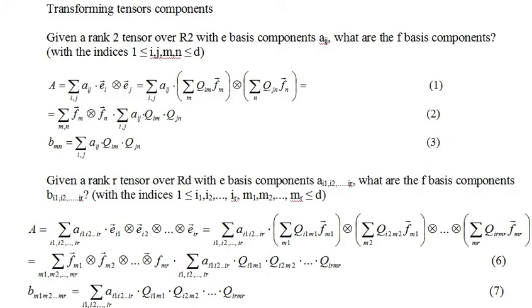The same equations can be written for rank R tensors. So, given a rank R tensor A over R^D, with E basis components A_i1,i2,...,iD, what are its F basis components?